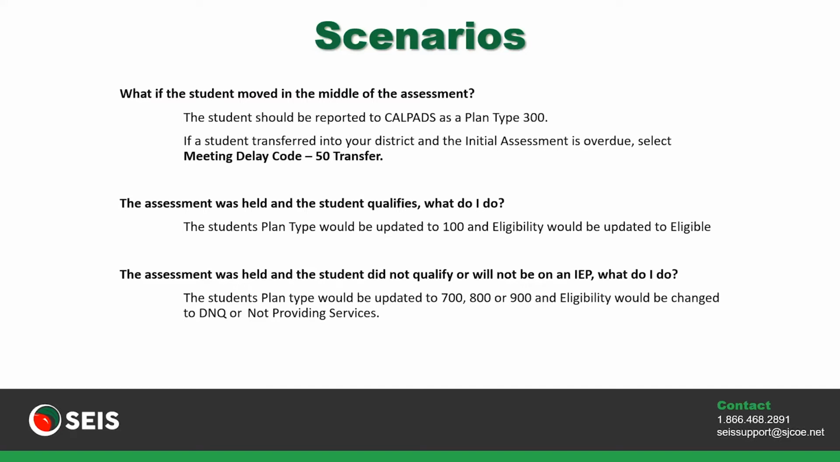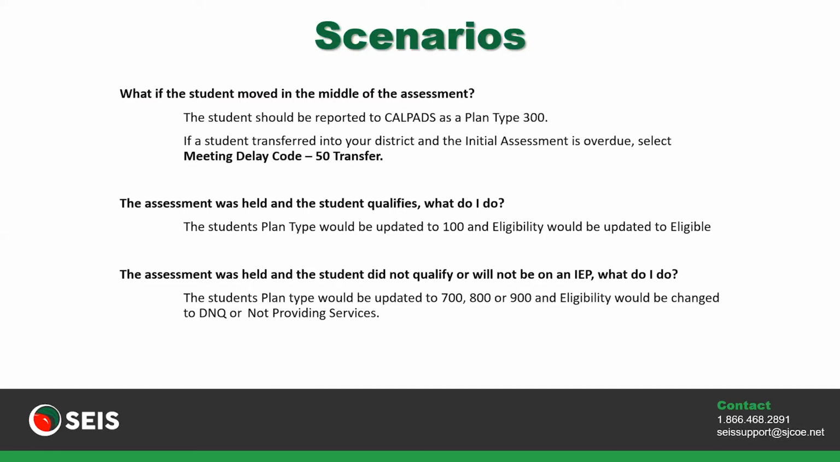Well, since that initial evaluation has not been held yet, that student is still technically pending initial evaluation. So you can release the record to the other district, keeping them as that plan type 300, meeting type 30. That pending transaction would have already been created in your district, and you can transfer a pending student if they are meeting type 30, plan type 300.